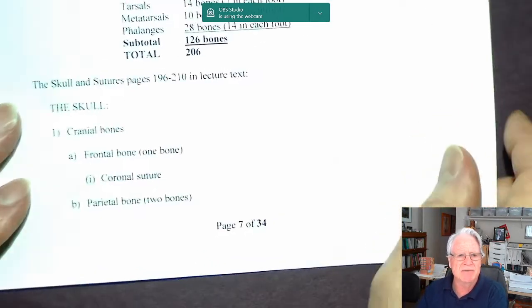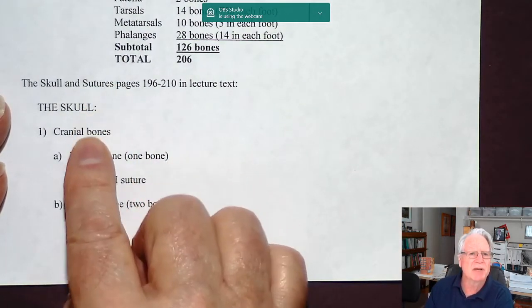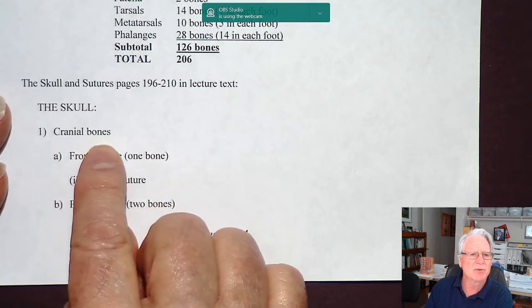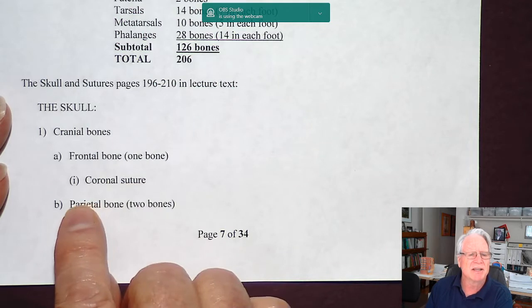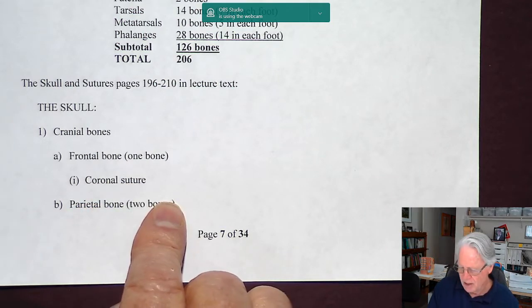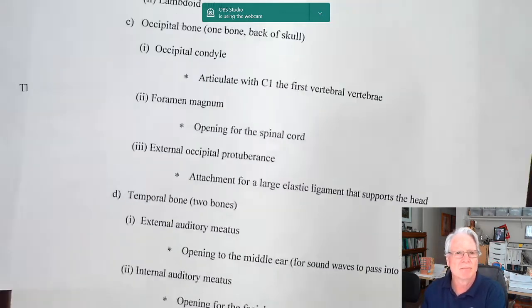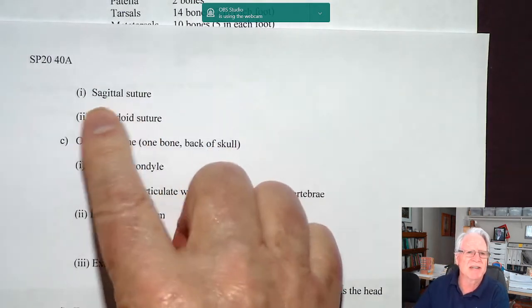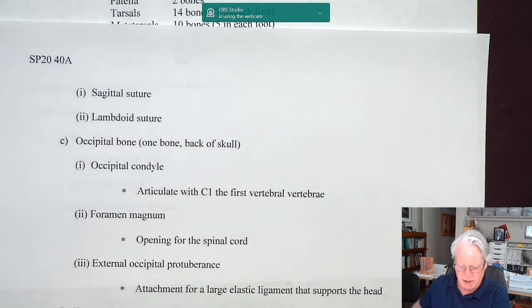All right. Well, let's begin and take a look at the skull. And so you should have this sheet in front of you. This is the lab study guide. We're starting right here with the skull. We'll go through the cranial bones, and we'll do the frontal bone, and then we'll look at the coronal suture, and then the parietal bone, and then we'll move from the parietal bone. We'll talk about the sagittal suture and the lambdoid suture, and then we'll continue with the occipital bone.